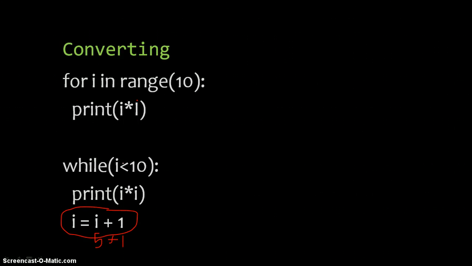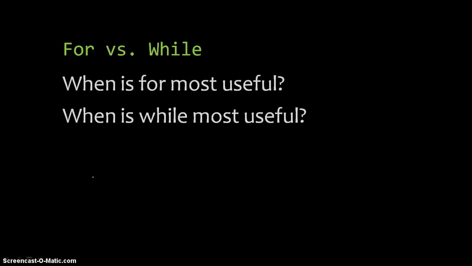So this is basically what's happening in this for loop. It's just shorter. So if you're going to do something 10 times, you should do it this way. Not this way, but you could.